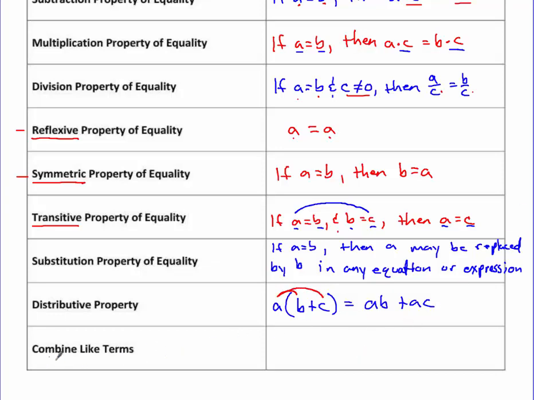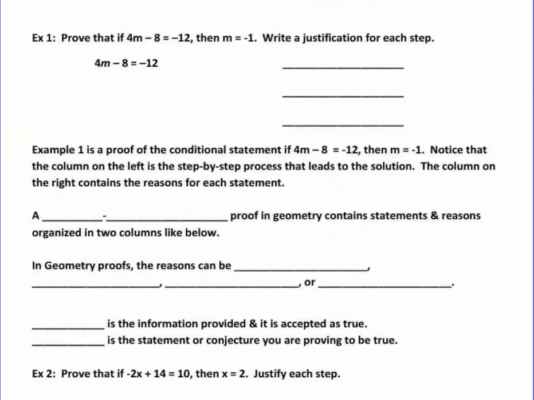And the last one is combine like terms, which is something you know, but we're going to use it a lot just because it comes up a lot in algebraic proofs. So it just says A plus B equals 2A plus 2B, or 3 A's would make 3A, or 4 A's would make 4A. So you know that one already. All right, we're going to do a quick example of it.